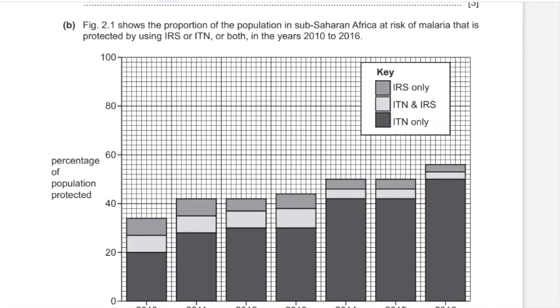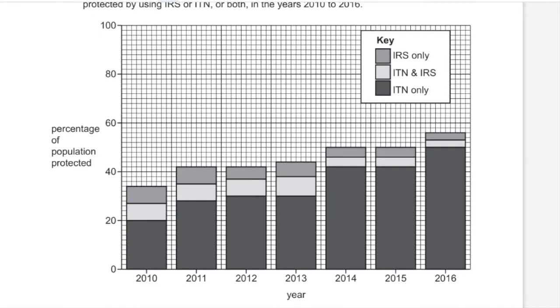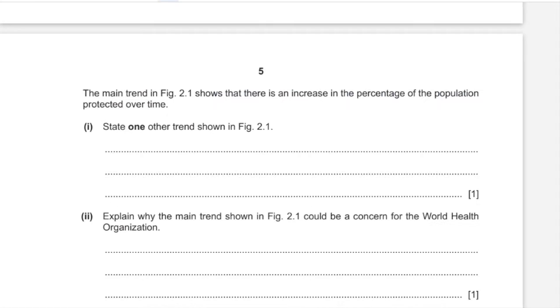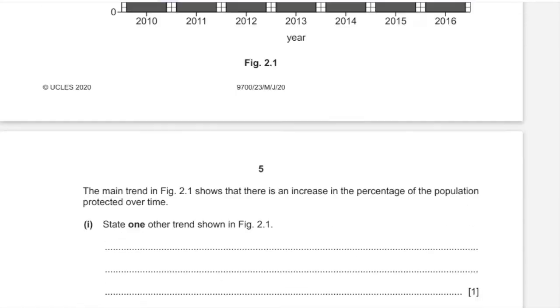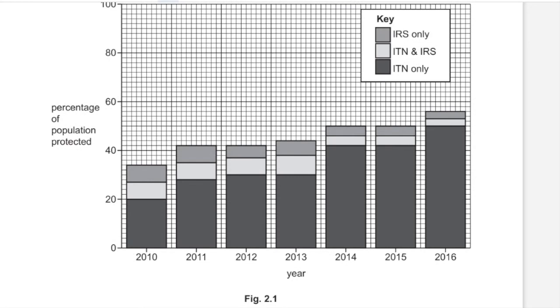B. Figure 2.1 shows the proportion of population in sub-Saharan Africa at risk of malaria that is protected using IRS or ITN or both in the years 2010 to 2016. So here's the bar chart, and the main trend in figure 2.1 shows that there is an increase in the percentage of the population protected over time. One other trend shown in figure 2.1: you can see that the darkest shaded area of the graph is increasing, whereas the area shaded by gray color is decreasing. So that could be a trend you could write in your answer.